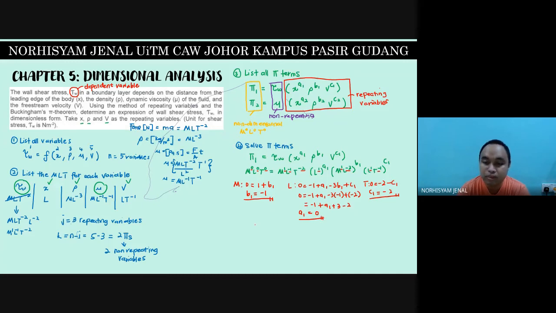Okay, so the answer will be pi 1 equals to tau x to the power of 0, rho to the power of negative 1, v to the power of negative 2. Okay, so pi 1 is equal to tau over rho v square. Okay, so that will be the answer for pi 1.